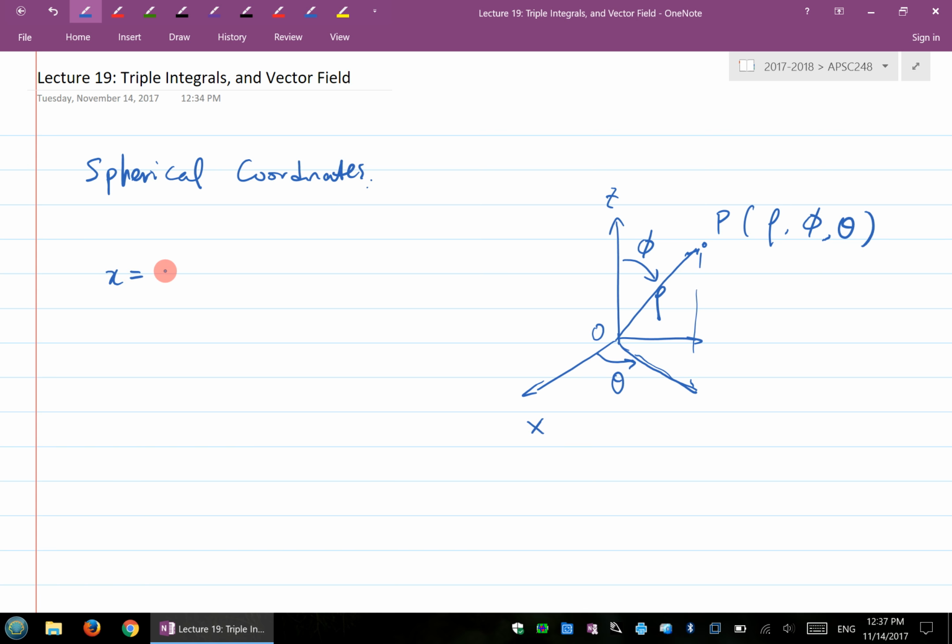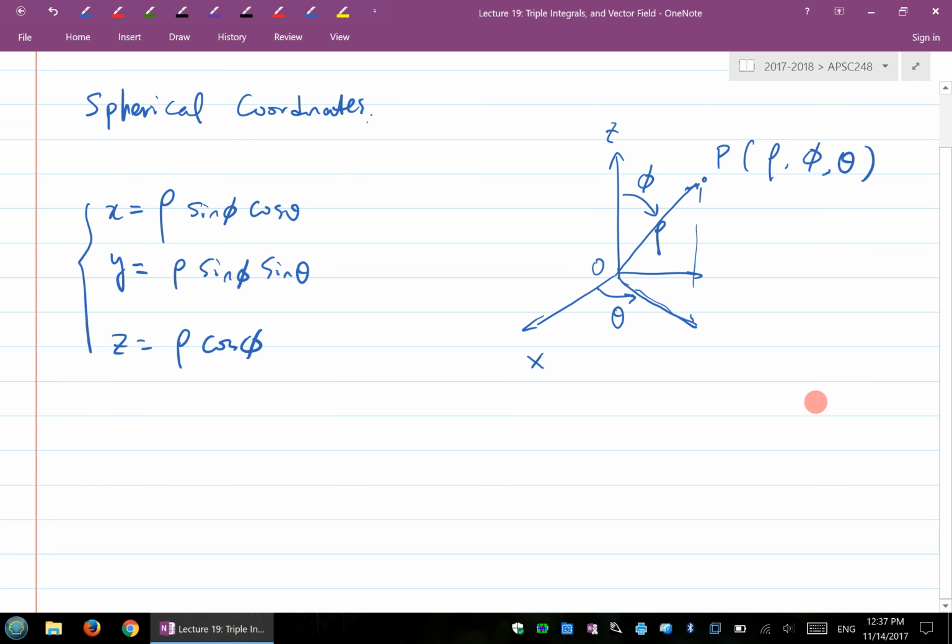You can easily find the relationship between x, y, z and rho, phi, theta. So x equals rho sine phi cosine theta, y equals rho sine phi sine theta, and z equals rho cosine phi. So that's the connection, and this is the formula for you to do the substitution for x, y, z here.